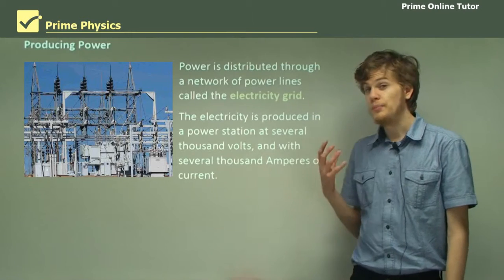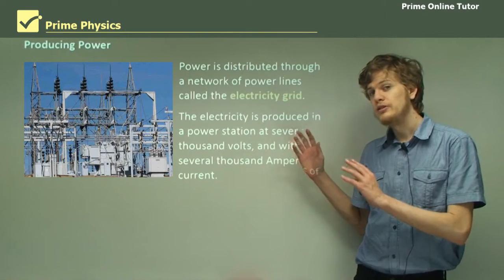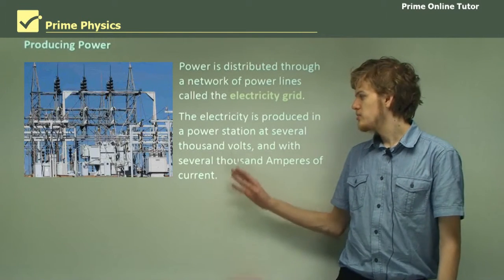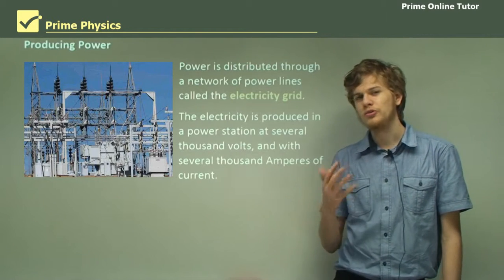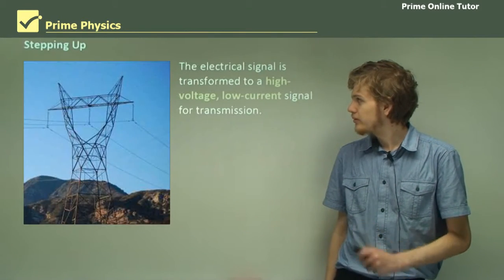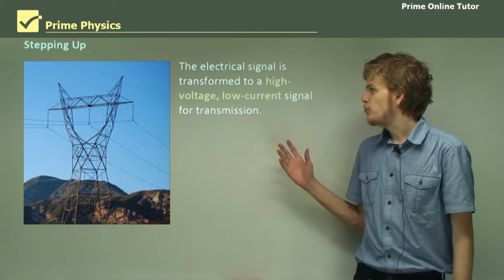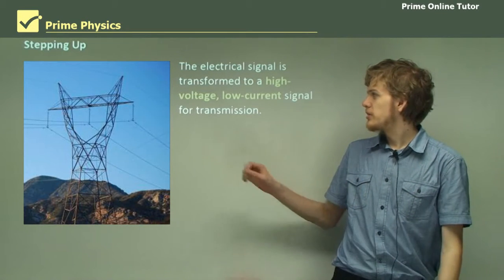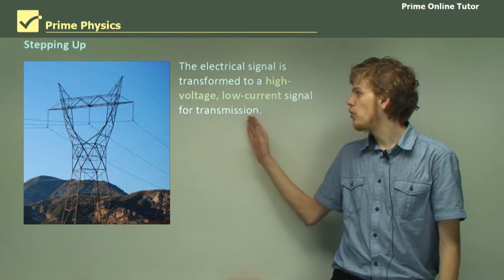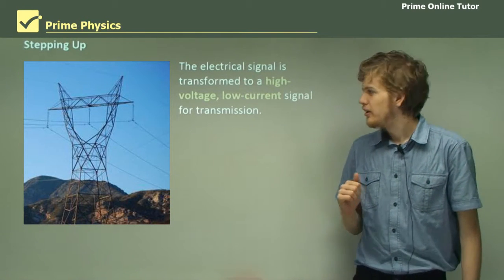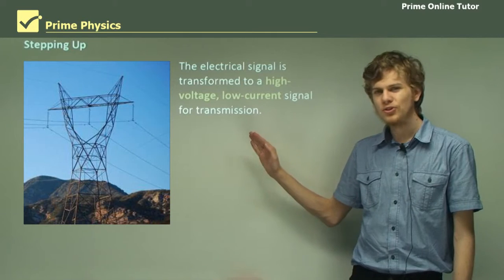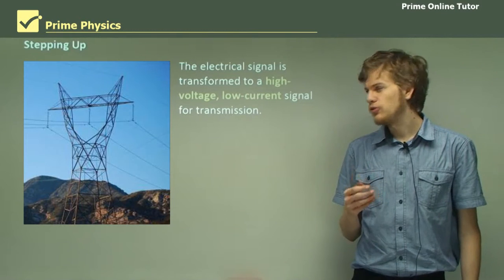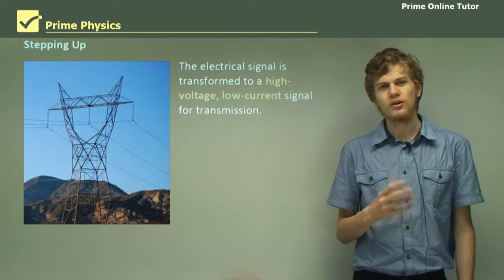So the electricity is produced at a power station that'll be generated at several thousand volts with several thousand amperes of current. These terms are a little unfamiliar to you at the moment. We'll get onto them later. Now, the electrical signal is transformed to a signal that has a few particular attributes to it. We say that the signal is a very high voltage signal and a very low current signal, right? You're probably familiar with the terminology high voltage when we're talking about things like high voltage power lines. You're probably not so familiar with low current, but like I said, we'll get to that a bit later.